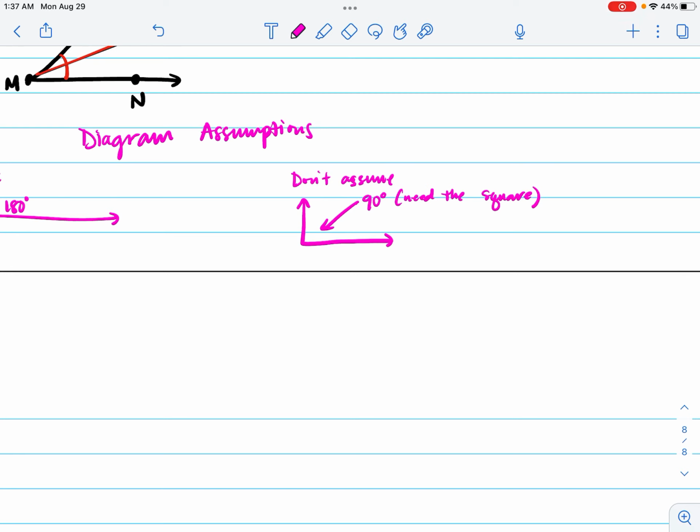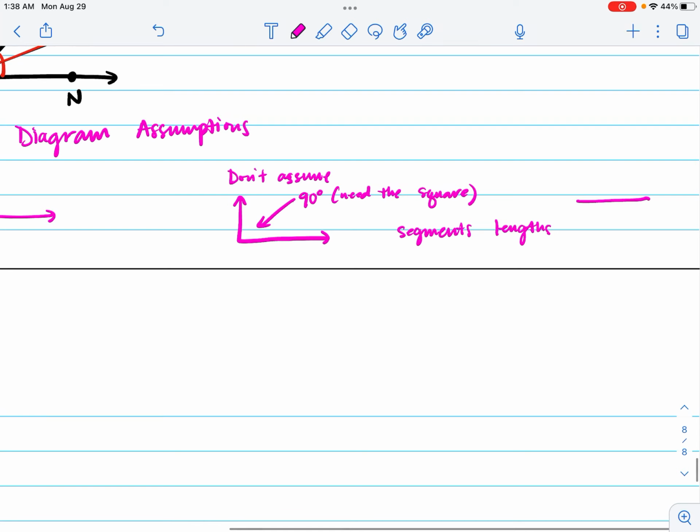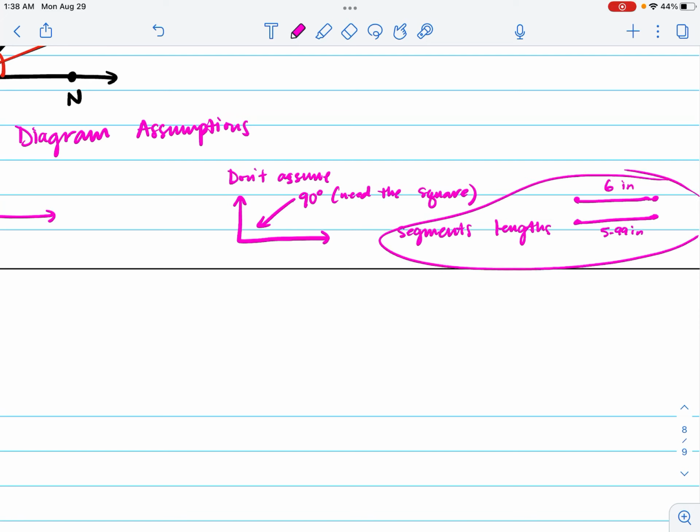Also, don't assume segment lengths. Two segments could look like they're the same, but they're not, okay? For instance, if I drew here, they look like they could be the same lengths, but one could be 6 inches and the other could be 5.99 inches. Never assume unless you have those tick markers, okay? So that's another thing that you don't assume, that if they look like they're the same length, don't assume they are. You need the tick markers, okay?